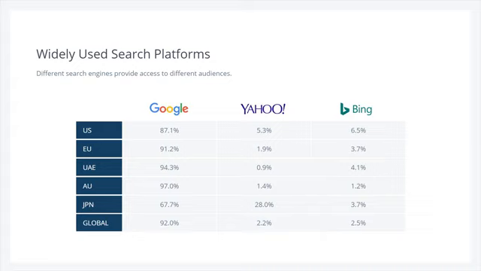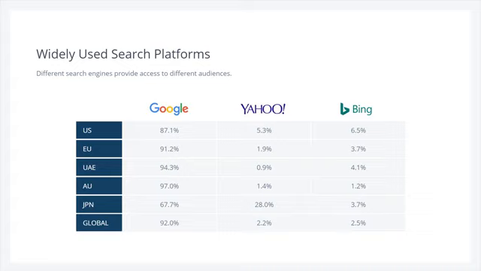For example, if you look at the US, Google has 87% market share, Yahoo has 5%, and Bing has 6.5%. Within the European Union, Google has 91%, Yahoo has a very low share, and Bing has a slightly higher share. In Japan, Google has 68% market share, whereas Yahoo has 28%, and Bing has 4%. Within that particular geographic territory, there is a legacy issue with Yahoo. It is the incumbent search engine there, and it has been for a long time. These are the types of considerations that you should look at when targeting different geographic areas.